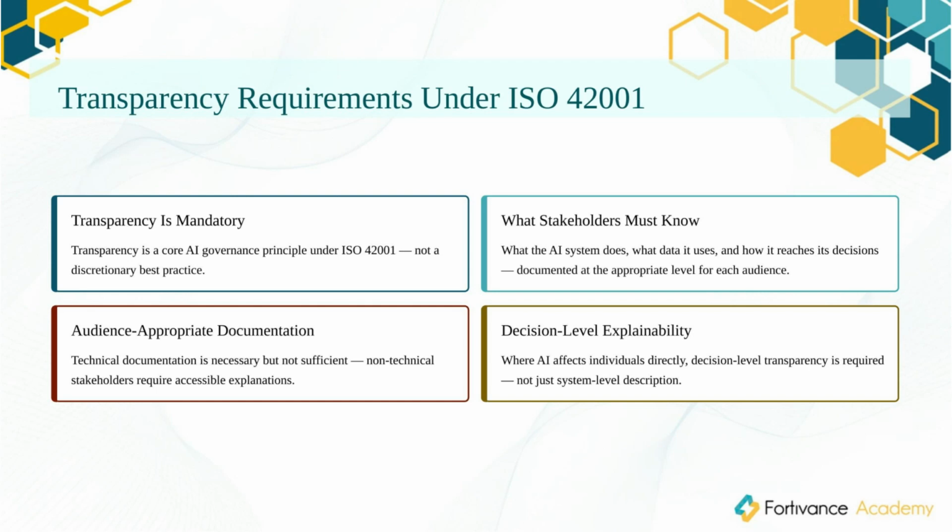Decision-level transparency means explaining a specific AI decision to the individual it affects. Why was this loan application declined? Why was this job application rejected? Why was this medical claim flagged? Decision-level transparency is far more technically demanding and is where explainability techniques become critical. The EU AI Act requires decision-level explainability for high-risk AI systems, and ISO 42001 requires you to have assessed and documented your explainability capability as part of the impact assessment process.